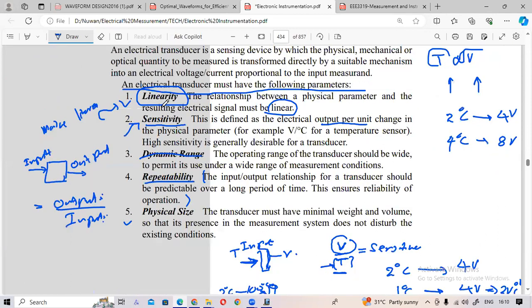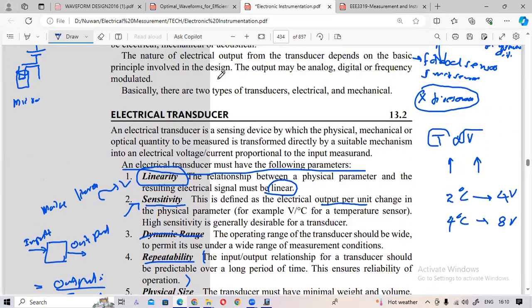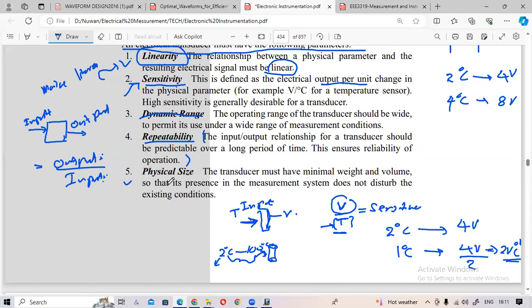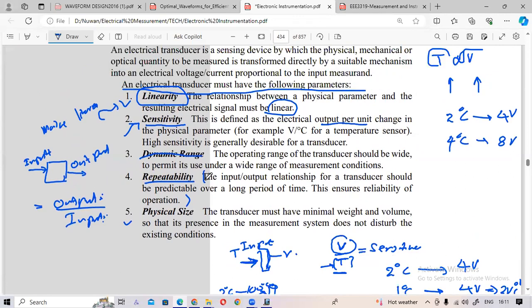So here there are only three. Depending on different sources, maybe the parameters may change, so different parameters may be taken into account. We are using this as our recommended textbook now, so we will learn as it is here. Don't worry, this is also correct information. So, repeatability.